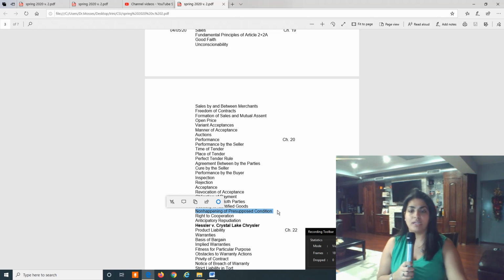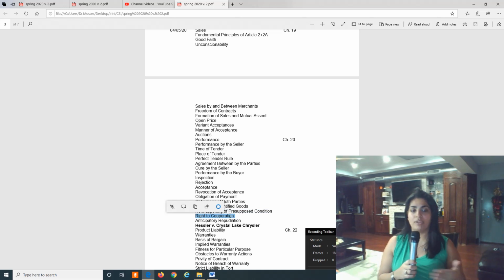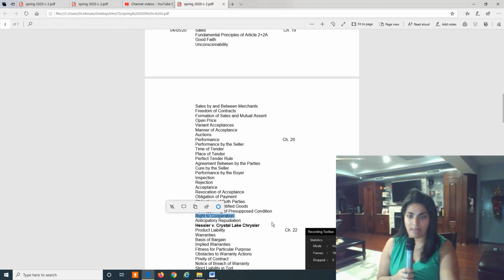Also, right to cooperation. Like I said before, you have to cooperate and do what's necessary in order for the performance aspect to actually happen. If not, then you're preventing the other side, the person you're contracting with, from doing what they need to do. Think back to what we spoke about in contracts, basic principle. You're entering into a contract with somebody because you want this relationship to happen. There's going to be a benefit for both sides. So you're not trying to screw the other side. You're trying to make something happen.